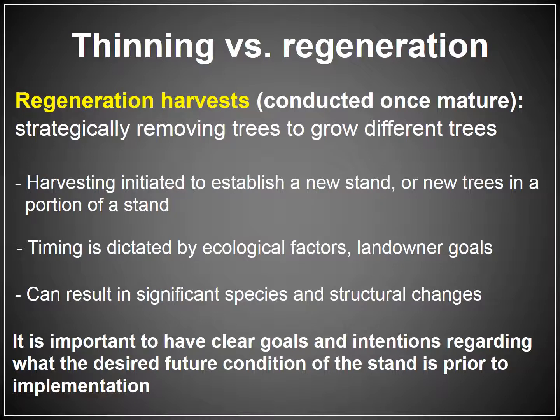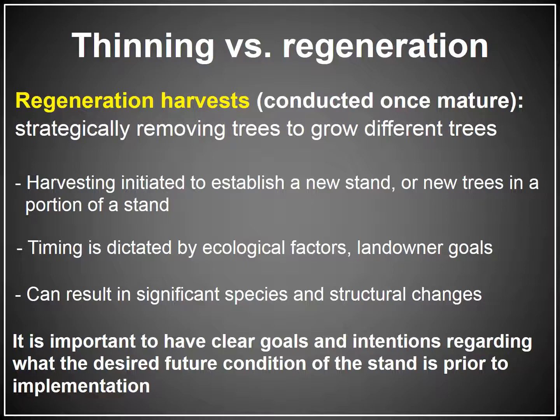Regeneration harvests are conducted once the stand is deemed mature. And what it amounts to is the strategic removal of trees to provide the growing conditions required for the next desired cohort of trees, the next desired generation of trees. Even age stands, again, are regenerated based on rotation age. Portions of uneven age stands are continuously regenerated based on the specified cutting cycle.